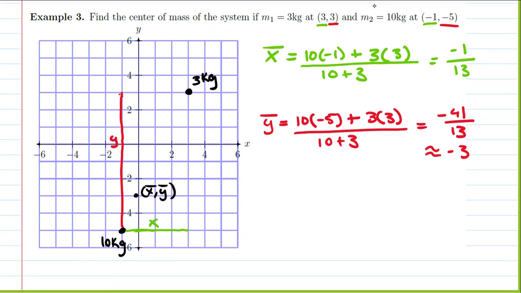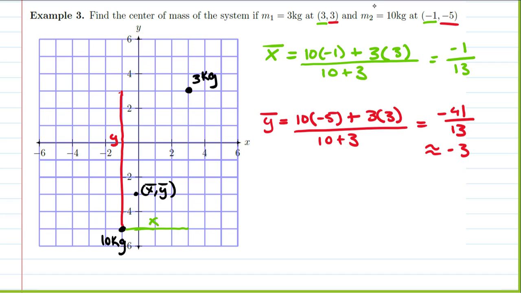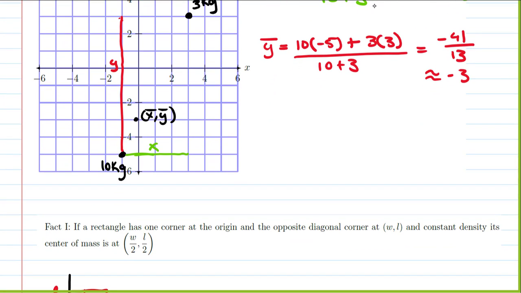Well, what was the mass of M1? 3. And what was the mass of M2? 10. So 13 was just the sum of all of the masses. So we want to make some observations.